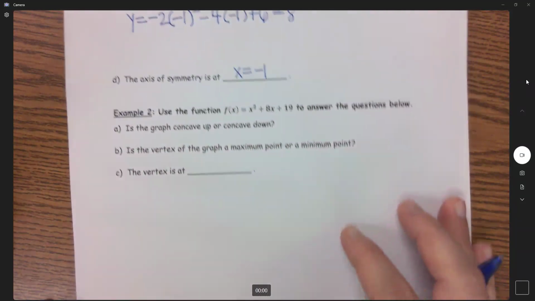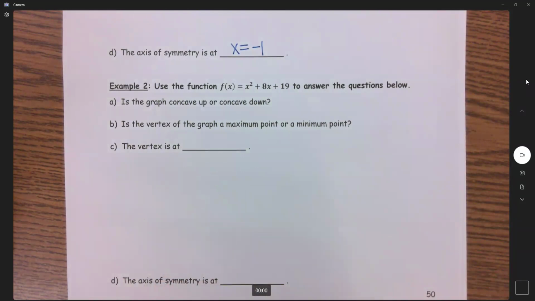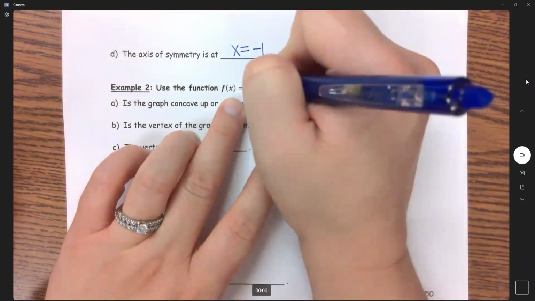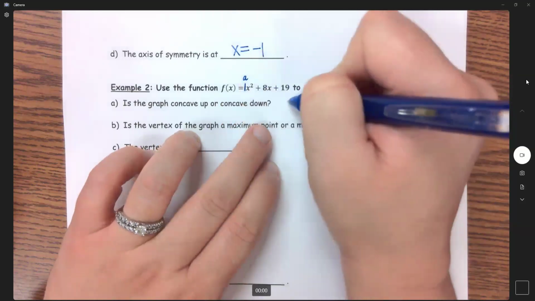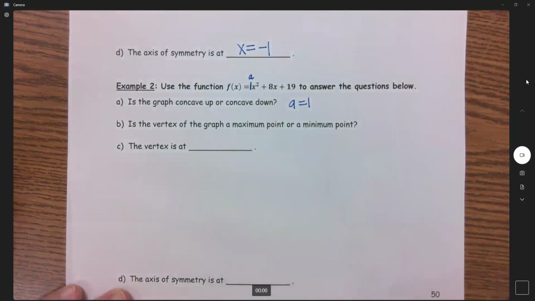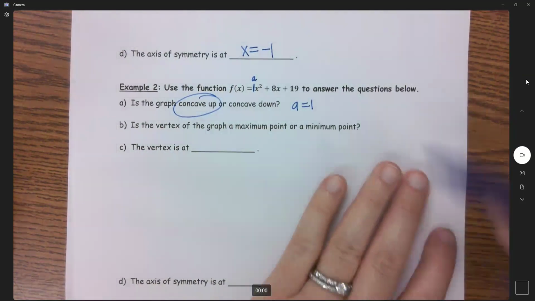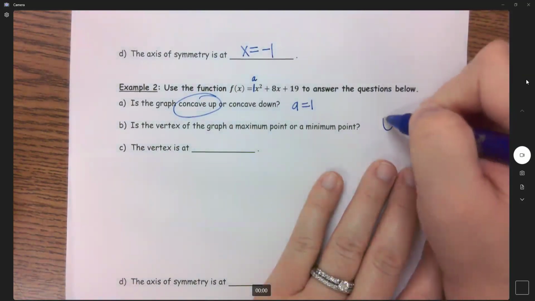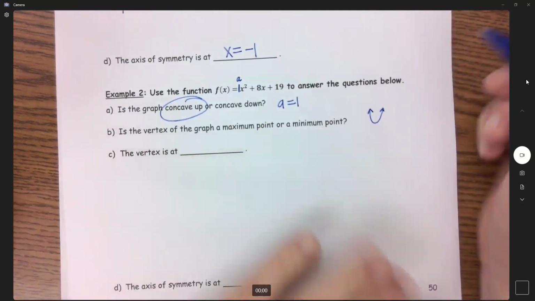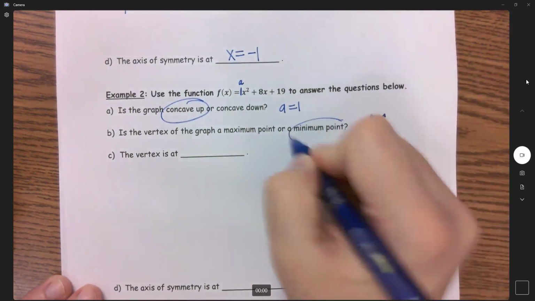Okay, I hope you had time to pause the video. So let's go over example 2. Is this graph concave up or concave down? Well, if I don't see any number in front of that x squared, that means my a right here is 1. And because a is positive, because it's greater than 0, this is going to be concave up. So what does a concave up graph look like? Something like this. So is the vertex of the graph a maximum point or a minimum point? Well, here's my vertex. That's the lowest point on this graph. So this one is a minimum.